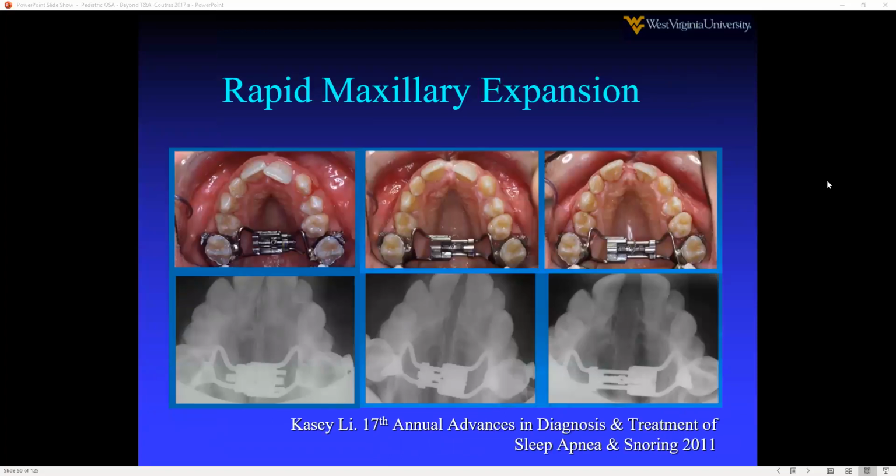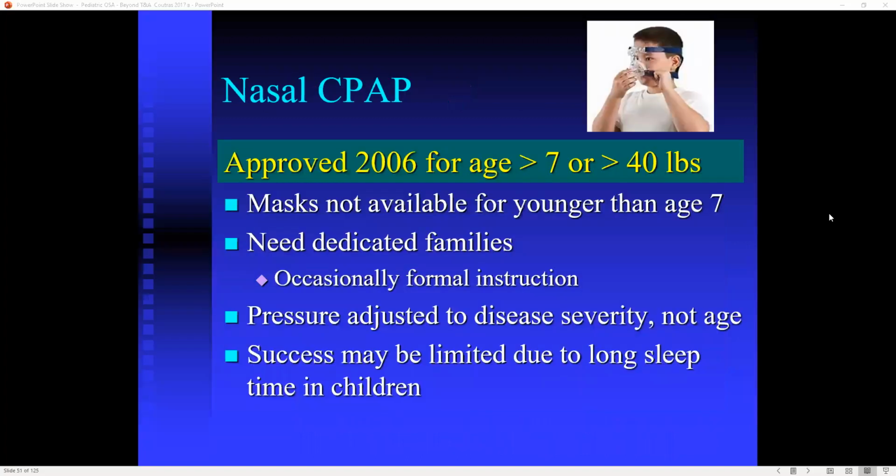So these slides I borrowed from Casey Lee. He's out of Stanford, and fortunately I didn't ask him for it. I'm citing him. But you can see the mid-palatal suture expanding in the radiographs below, and you can see a widening of the high palatal arch.